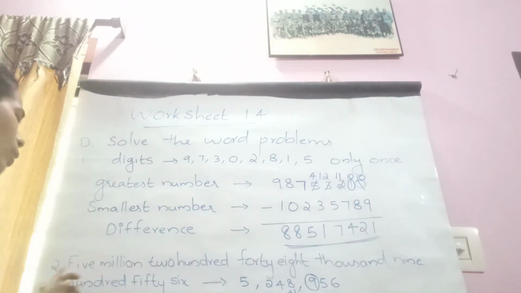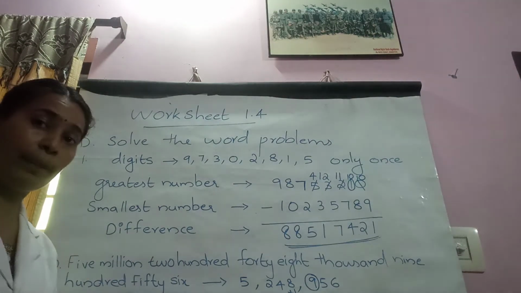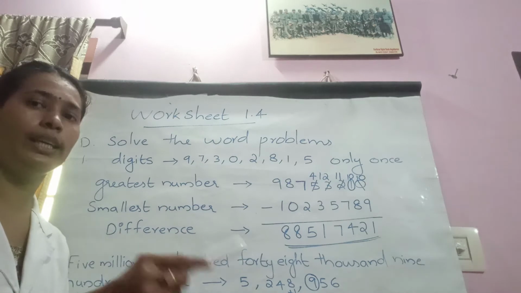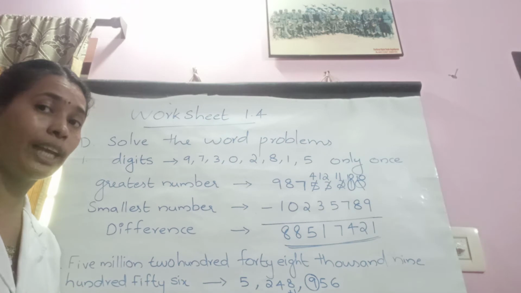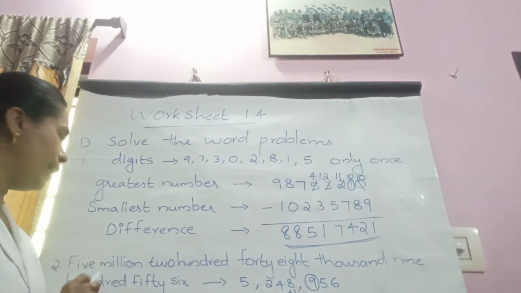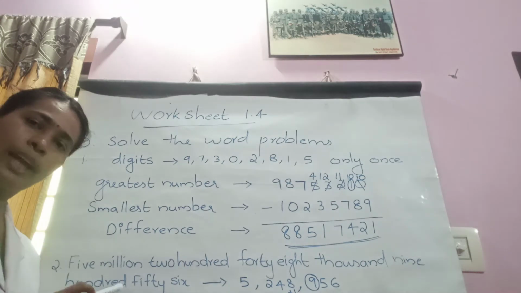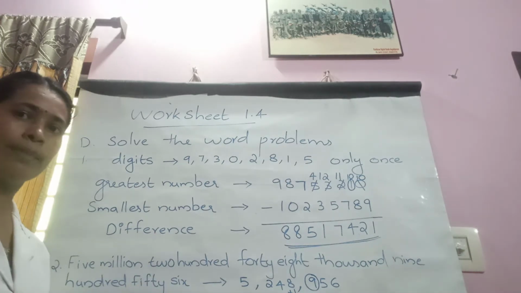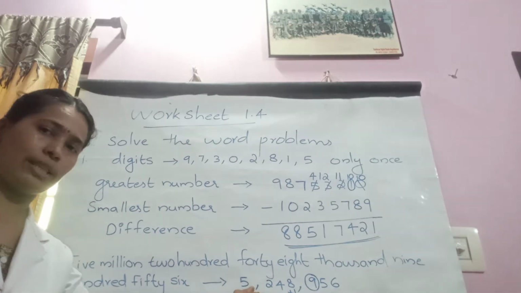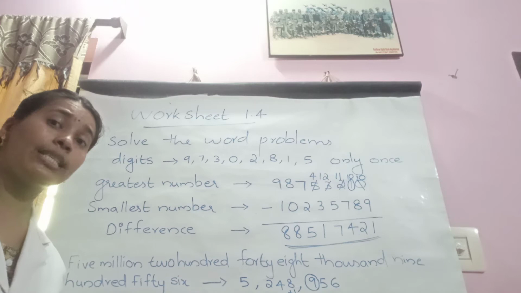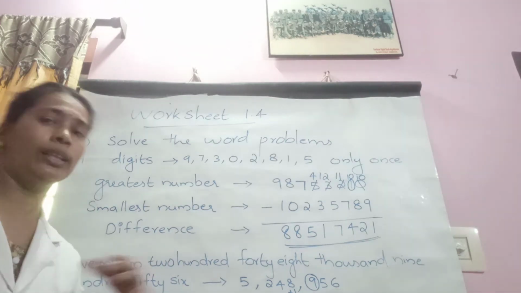Next one is question number 2. The amount of tax paid to the government is given in words. We have to convert them into numerals, and after conversion, round off the value to the nearest 1000.